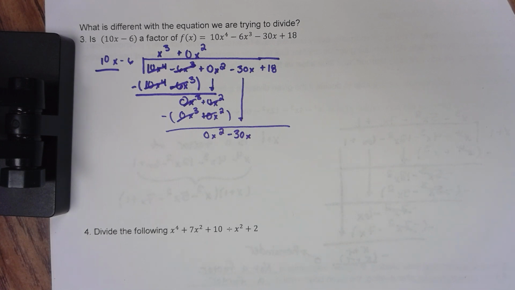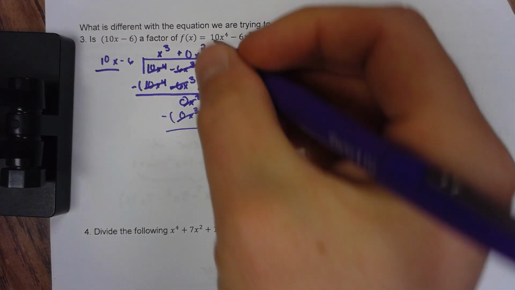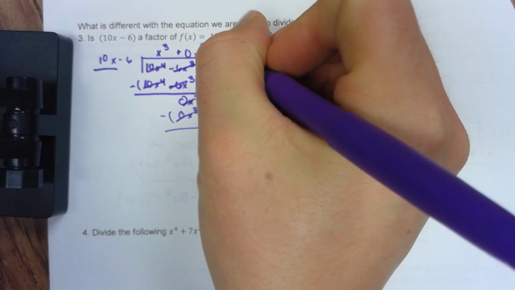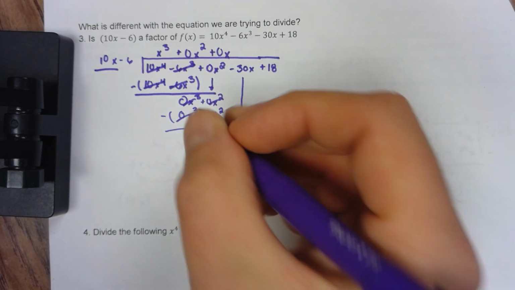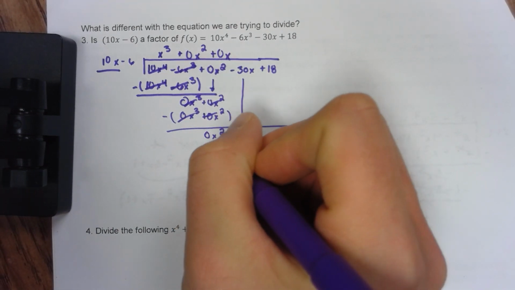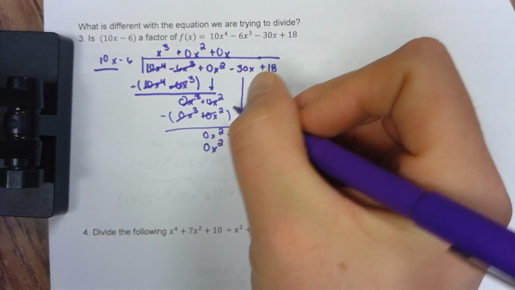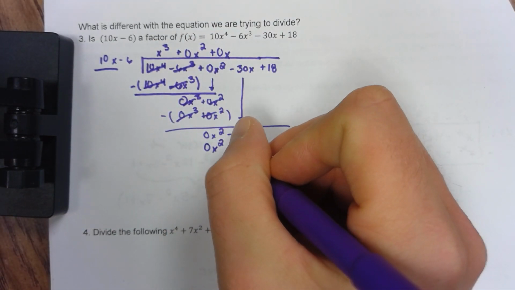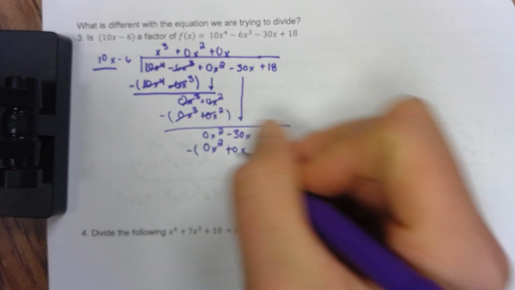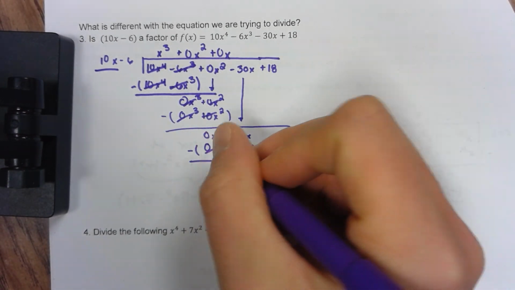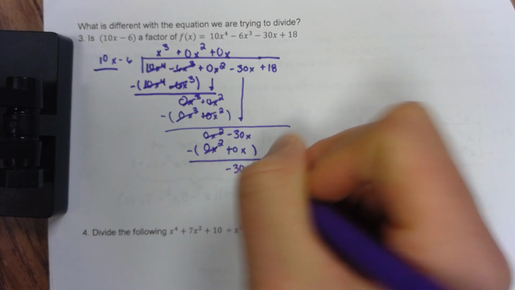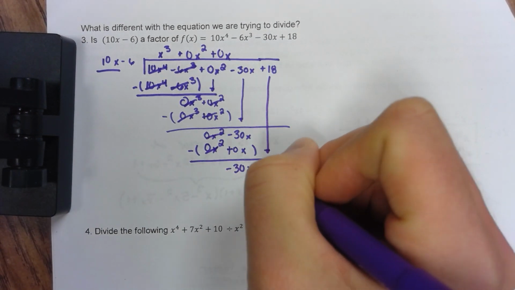And just like all the other steps, we're going to keep things the exact same here. So now we need to think about what we need to multiply to get this 0x squared. I'm going to multiply this by 0x. So 0x times 10x is 0x squared. 0x times negative 6 is 0x. And now when I subtract these, all that's left over is negative 30x and then plus 18.